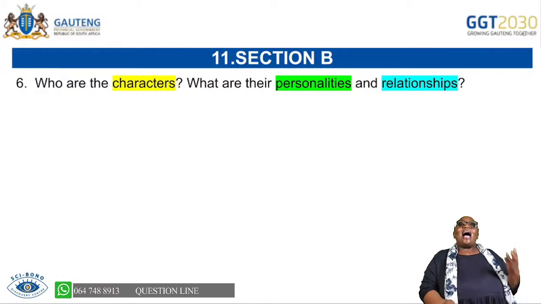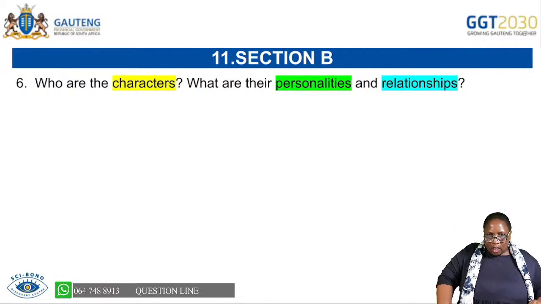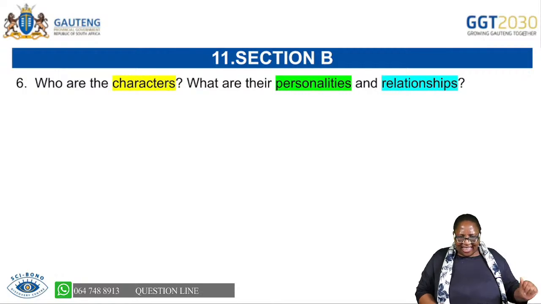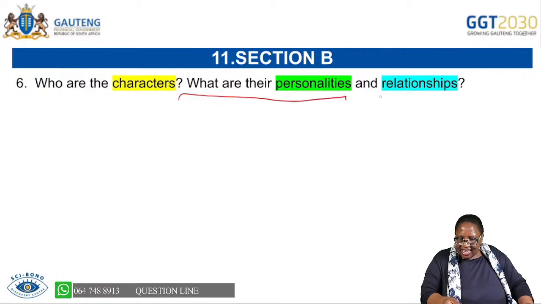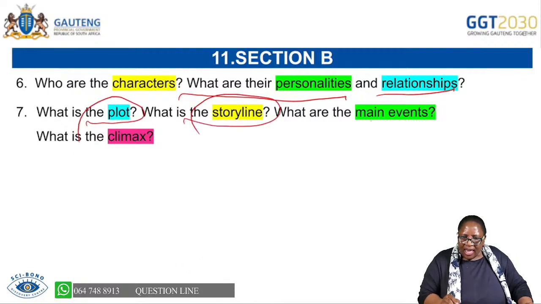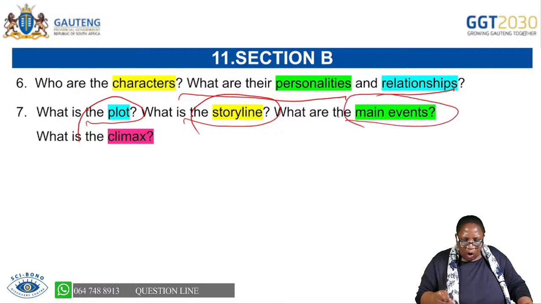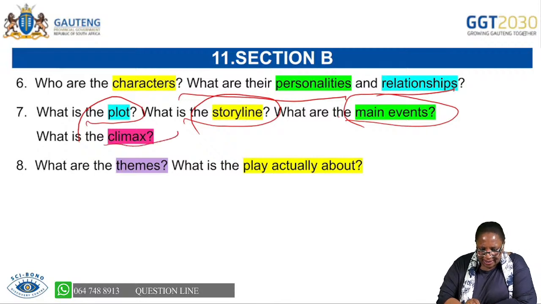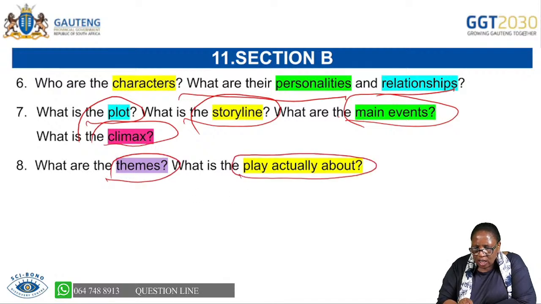Now, I'm going to give you the next set of questions again for 3 minutes. Let's look at the questions and then I want you to answer them. Who are the characters of this play? What are their personalities and relationships? What is the plot? What is the storyline? And what are the main events of the story? Also, I want you to comment on the climax of the story. What are the themes? And what is the play all about?